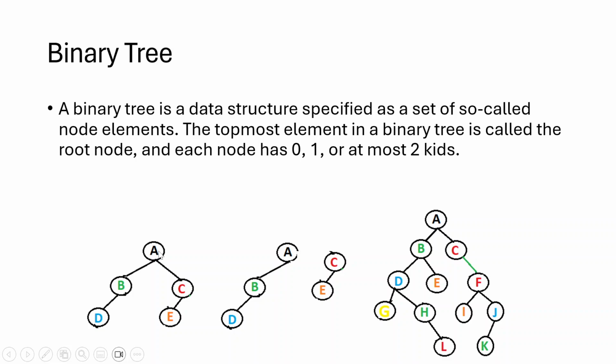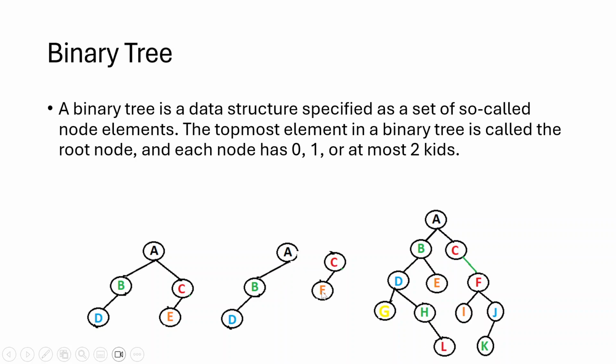For A, the two children are B and C, a maximum of two children. For B, there's a single child. For C, there's a single child. And for D, there is no child at all. So this belongs to binary tree. Now here A has a minimum of one child and B has a minimum of one child. So it's a binary tree.